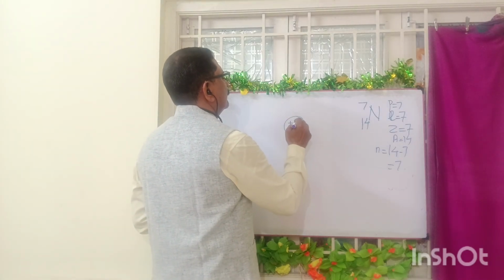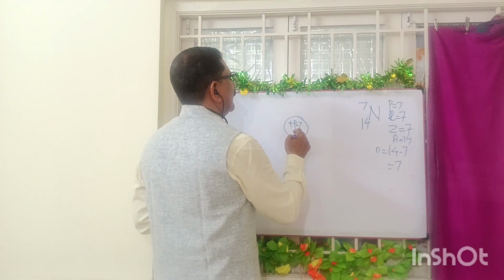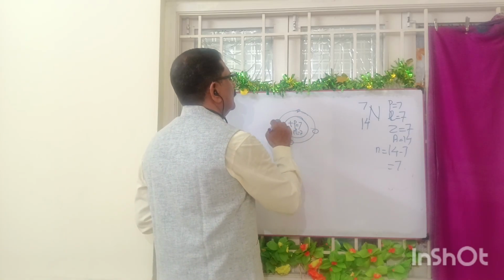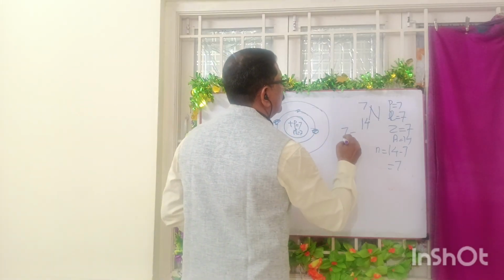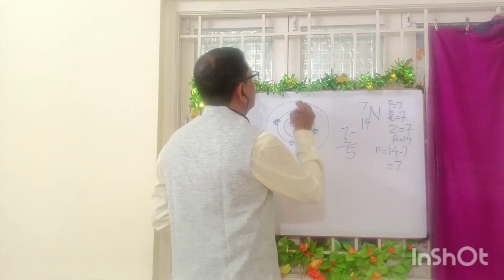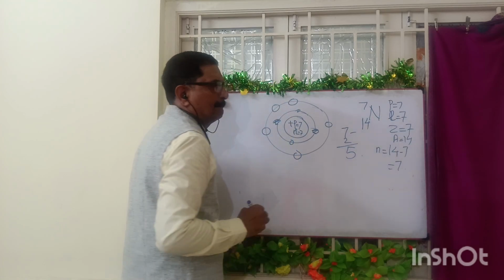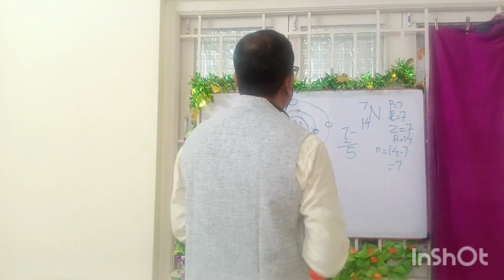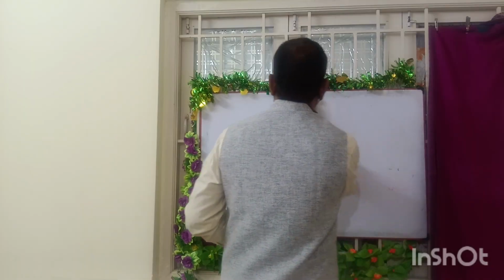Inside plus 7. Neutron is equal to 7, no charge. First orbit 2. Second orbit: out of 7, 2 has already been taken. Balance is 5. So start drawing 1, 2, 3, 4, 5. Okay. Now we can represent the other elements also in the same way.